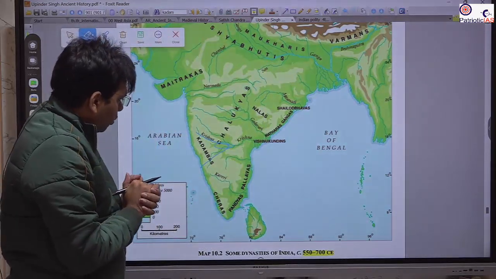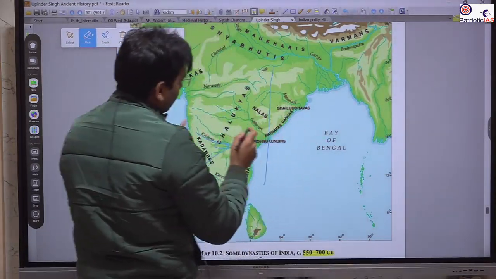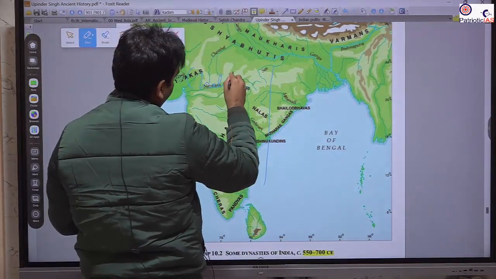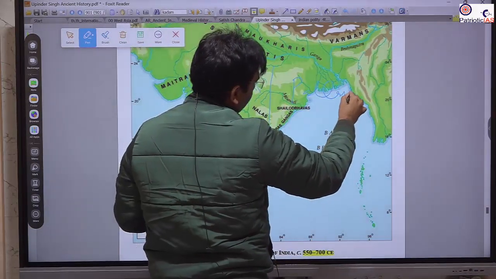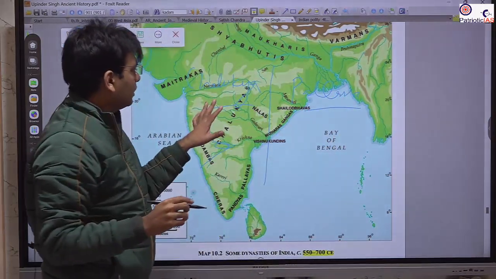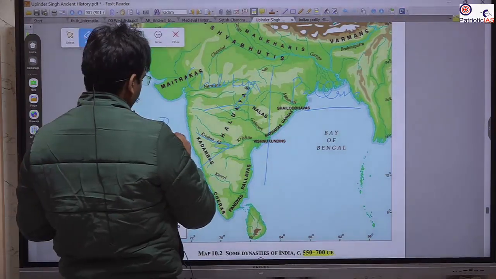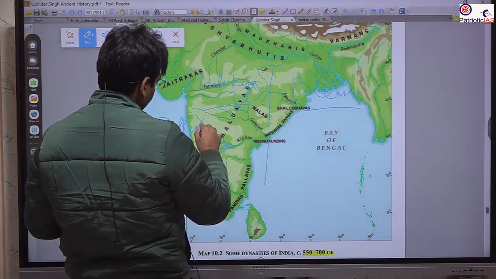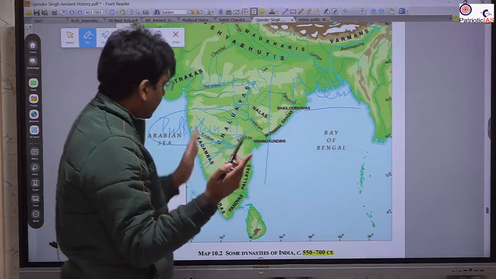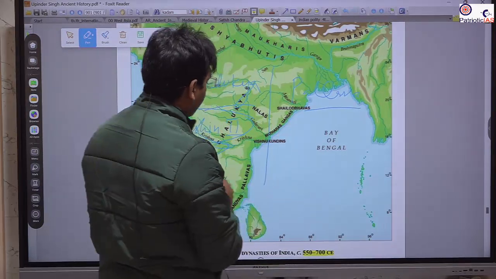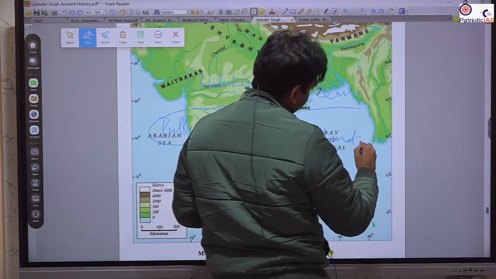One thing you should know, there was always rivalry between the Chalukya and Pallavas. Can anyone tell me who is the most important ruler of the Chalukya? Pulkesin II. Pulkesin II killed the most important ruler of the Pallava. Who was that? Mahendra Varman.